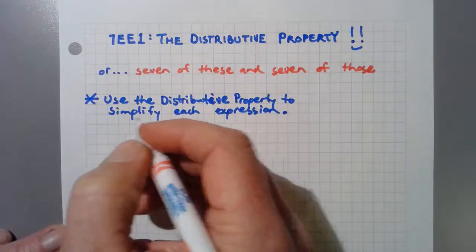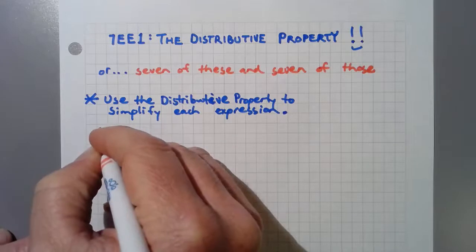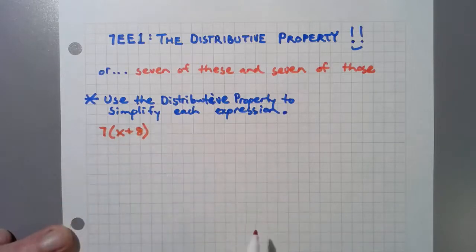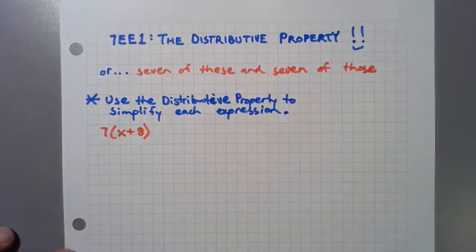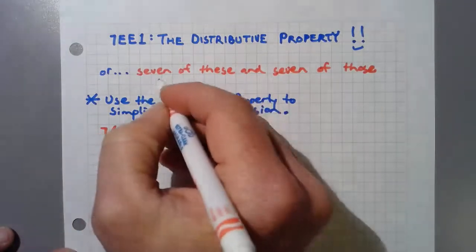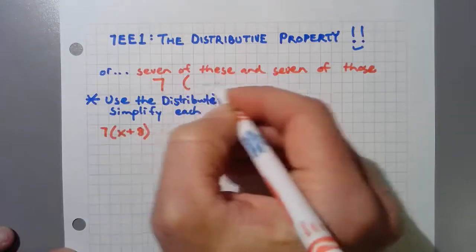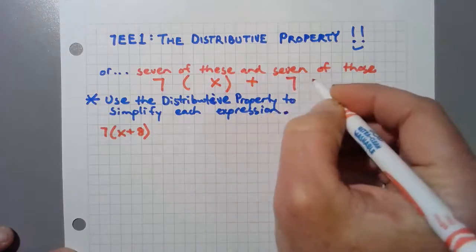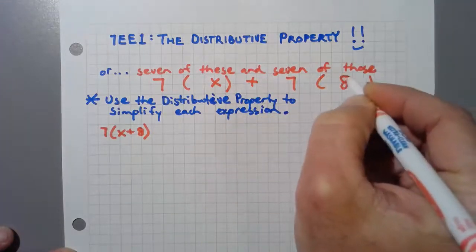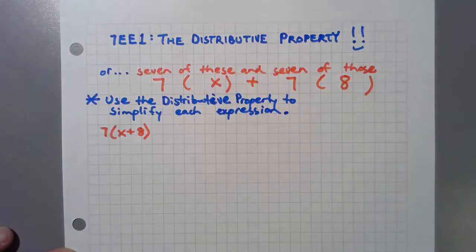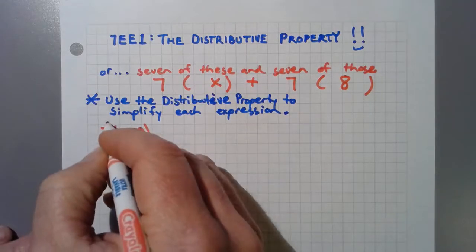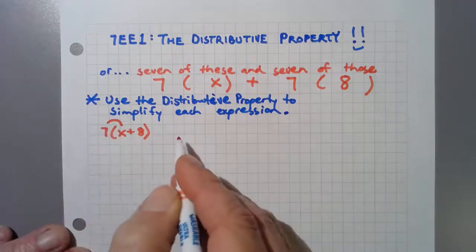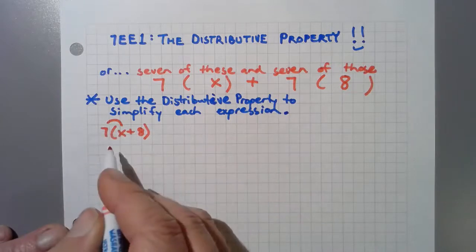Going to have 3 examples. Here's our first teaching example. 7 with x plus 8 in parentheses, which literally means 7 of these and 7 of those. That's what I mean by that. So we're going to use a little arrow or a little line to indicate 7 of those. In the next one it might be 5 of something else, but the idea is the same.